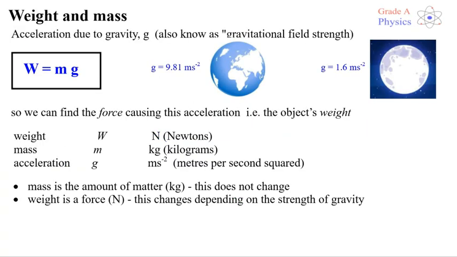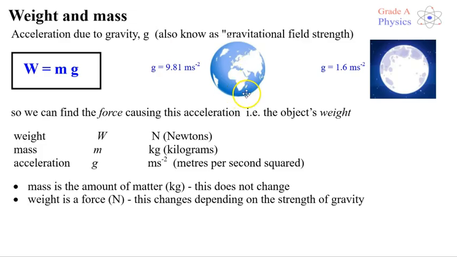Another formula you will have seen before, W equals mg. This is basically F equals ma. It's a particular case of F equals ma. And hopefully you can see the similarity because W is a force, that's the weight, m is obviously mass, and g is the acceleration due to gravity. So at GCSE we assume this is 10, but at A level you would use 9.81 meters per second squared.